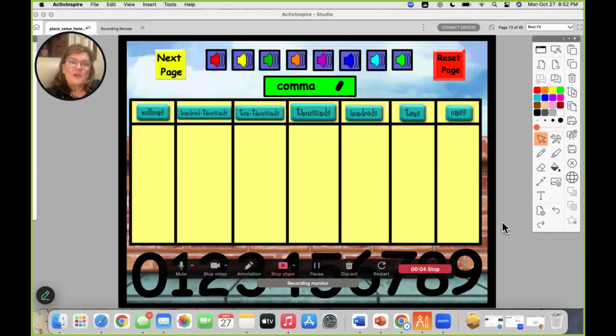Today, we are going to talk about place value. Whether you're in second grade or eighth grade, you can't really progress in math unless you have a full understanding of place value. Right here, you can see I have a place value chart. It starts ones, tens, hundreds, thousands, 10,000s, 100,000s, millions.